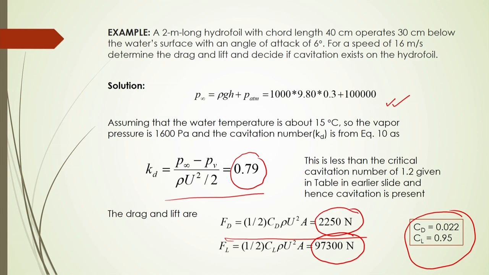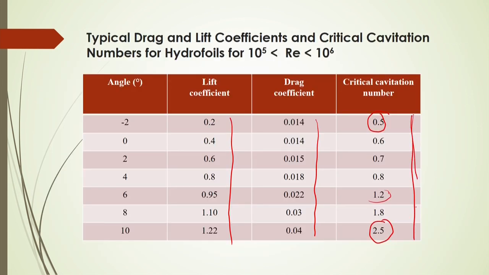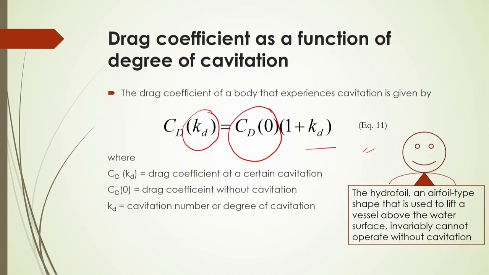So, what you have to see is whether the critical cavitation number is exceeded or not. Now, if this K d value is less than the critical cavitation number, then of course you can expect that there will be cavitation. So, always the cavitation number should be greater than the critical cavitation number. You have to remember that. The critical cavitation numbers are given here; at this condition the formation of cavitation just starts, and then as per your design, the cavitation number should be greater than this critical cavitation number.